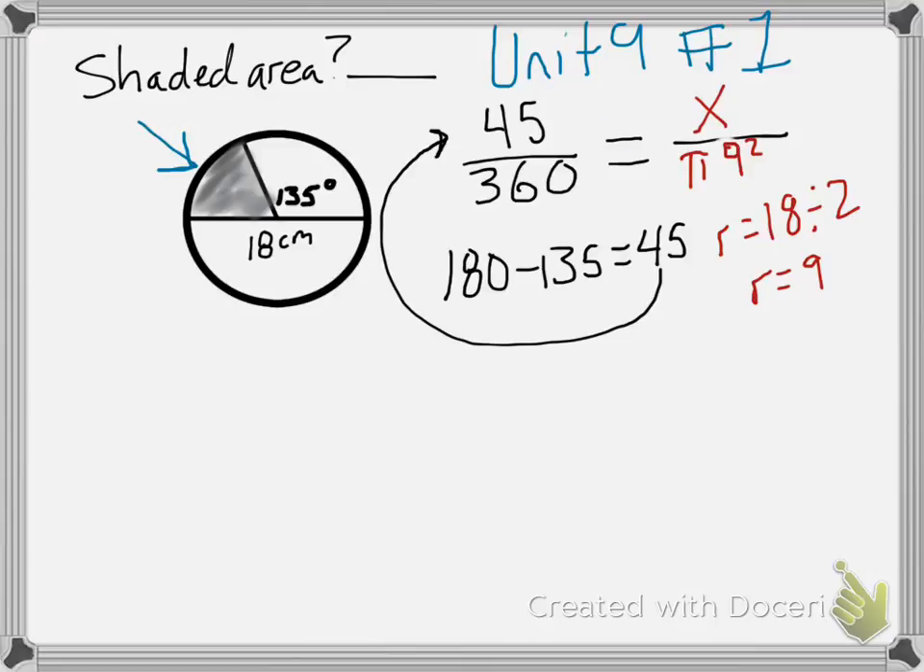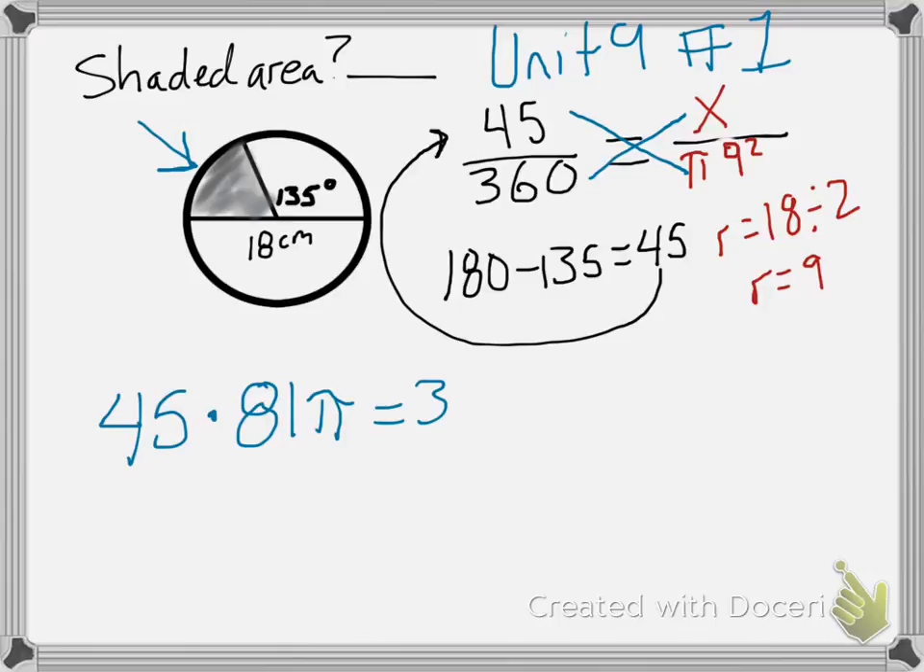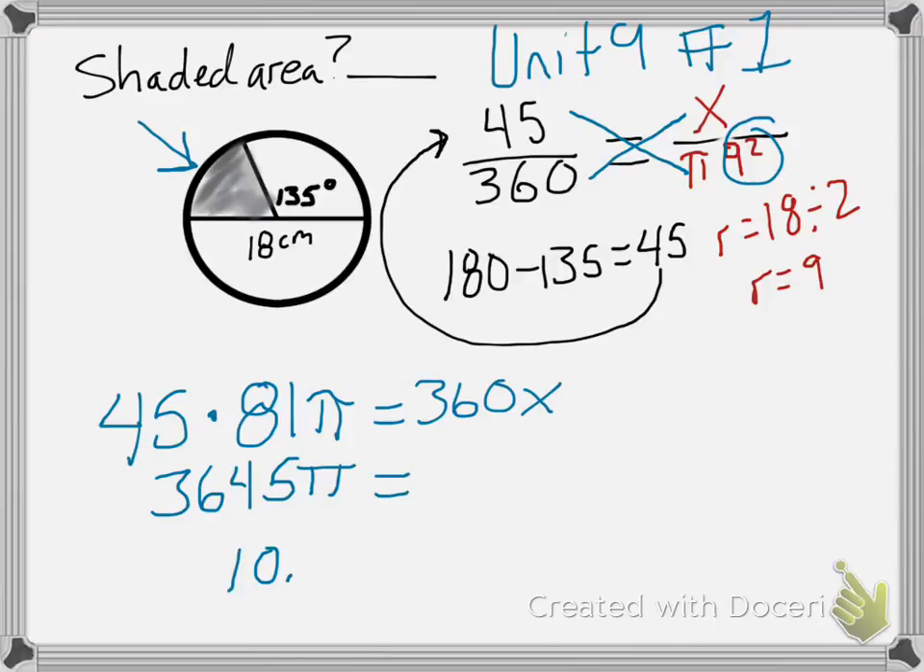All right, next step is to do what, Houston? You cross multiply the ratio. All right, so we get 45 times 81 pi equals 360 times x. We got the 81 pi from doing the 9 squared right there. Then after we do that, we get 3,645 pi equals 360x.